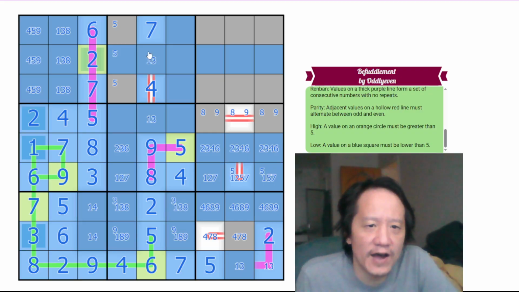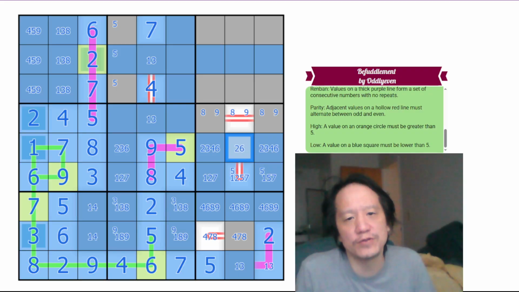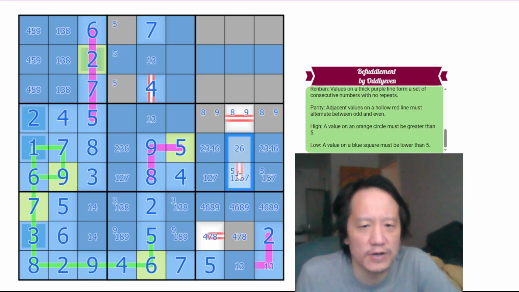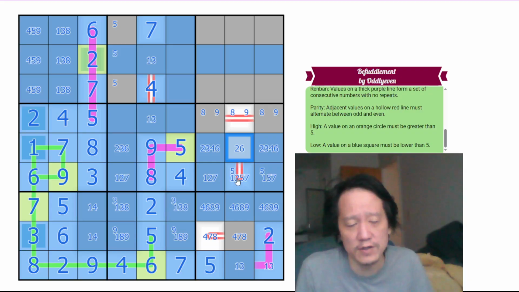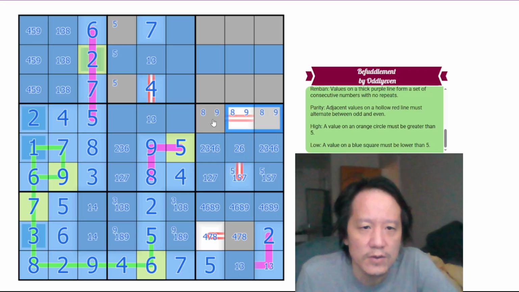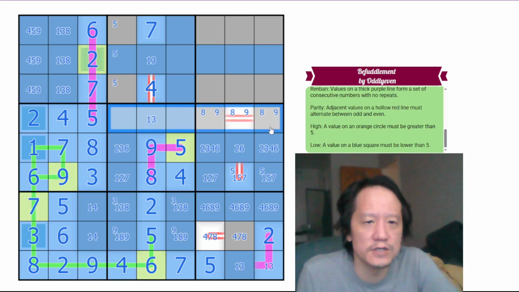We have the values 1, 3, and 4 on the parity line. This is 1, 2, 3, 4, 5 also. So this cannot be 4 or 3 on this parity line because this is guaranteed not to be a doubler. So this is 2 and 6 in value, which is even. Therefore, this must be odd. So this is 1, 5, 7.